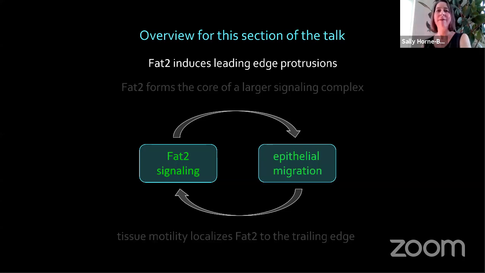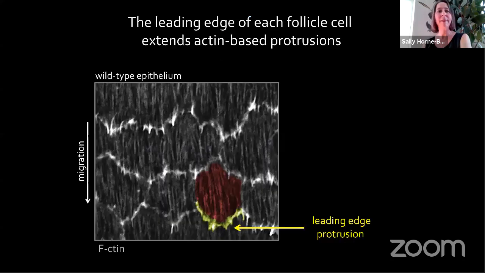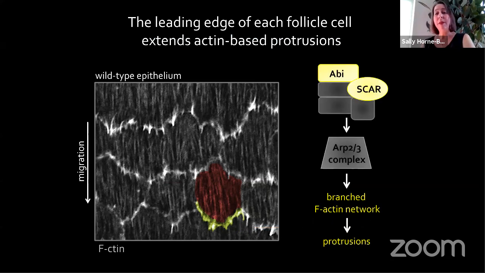Okay, so let's talk about FAT2 and protrusions. What I'm showing you here is the basal surface of the follicular epithelium stained for F-actin with a single cell highlighted. And what I want you to notice is that each cell in the tissue extends an actin-based protrusion. Now, this happens pretty much the way that you would expect. The protrusion depends on the formation of a local branched actin network under the control of the SCAR/WAVE complex, which includes the proteins SCAR and ABI.